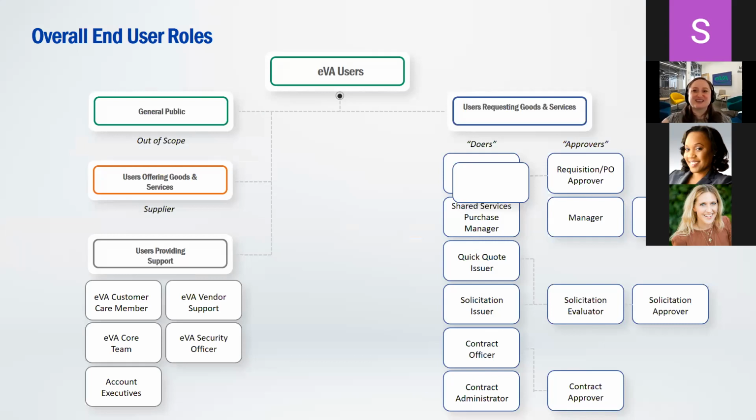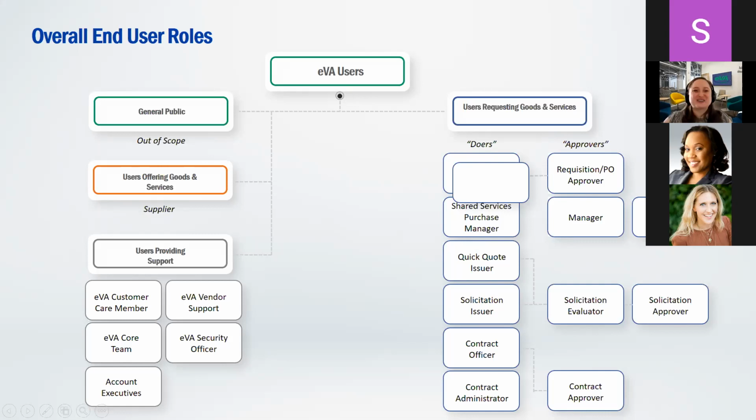Here we are looking at the overall end user roles. So part of our analysis exercise involved documenting a list of the overall end user roles, anyone who might be using the system. And you can see, it looks like there's an extra box there, but I can tell you what would have been there. I think what's covered there is requisitioner.